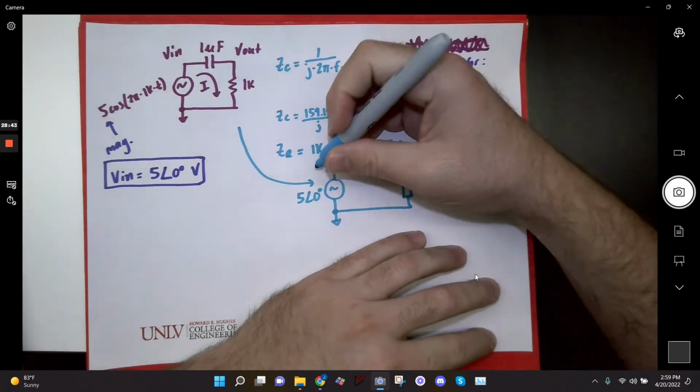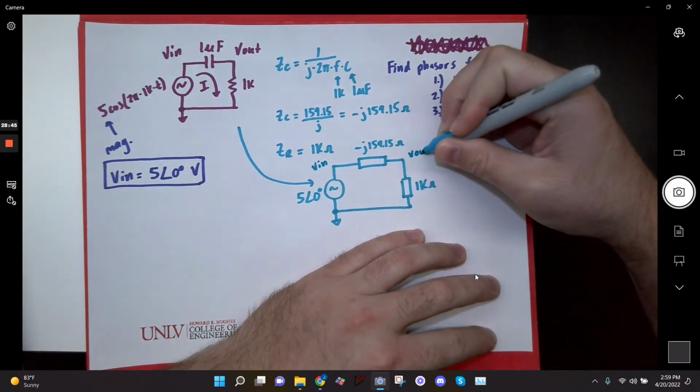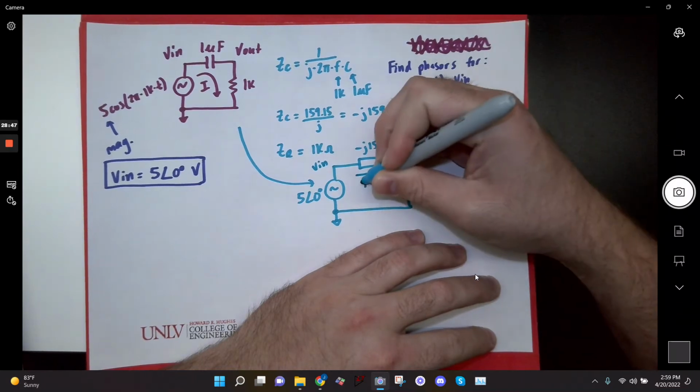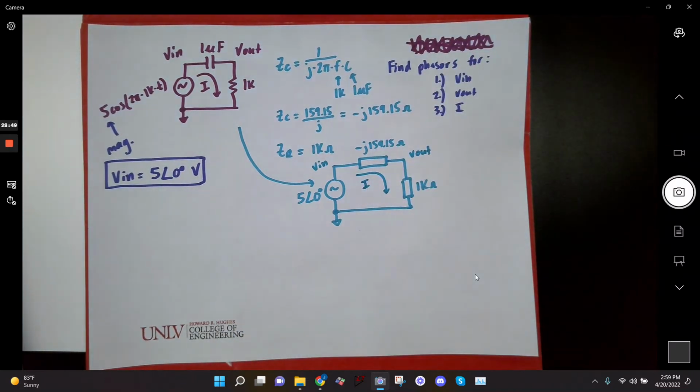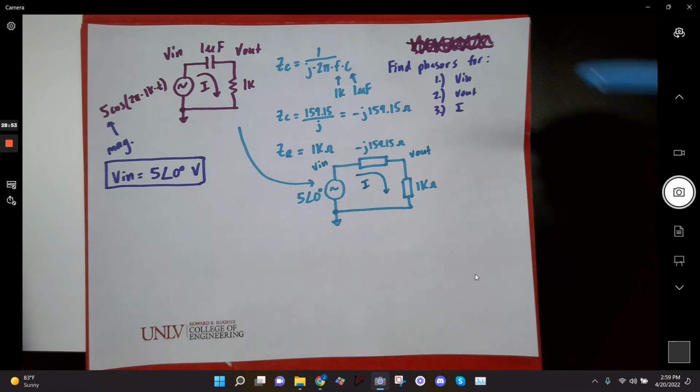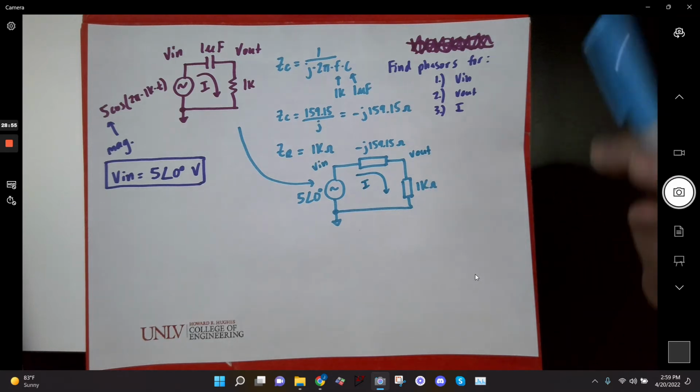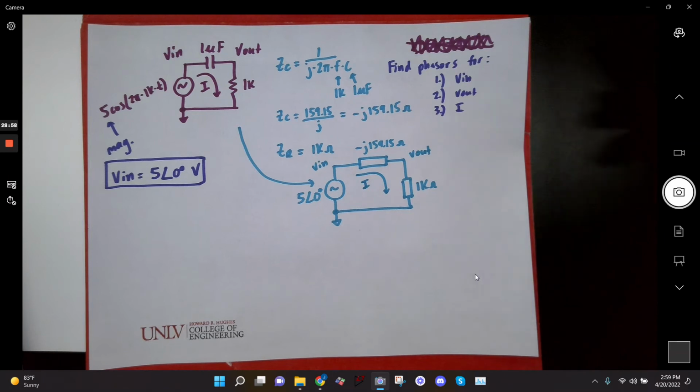All right, so this is V in. This is V out. This is I. Okay, and we're going to solve this exactly how we would solve a normal circuit. Okay? Except we can't use our old tactics because we have this J in there, so we're going to be bouncing back and forth between phasors. But you're going to see that the process is very similar. The math is just more intensive, okay?